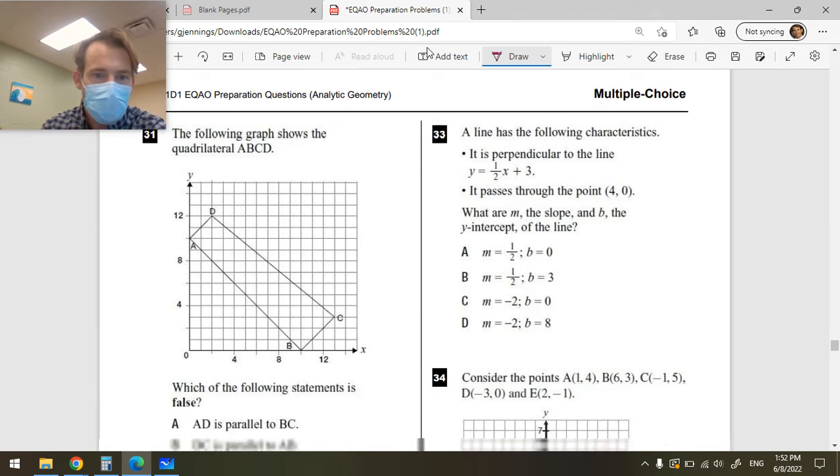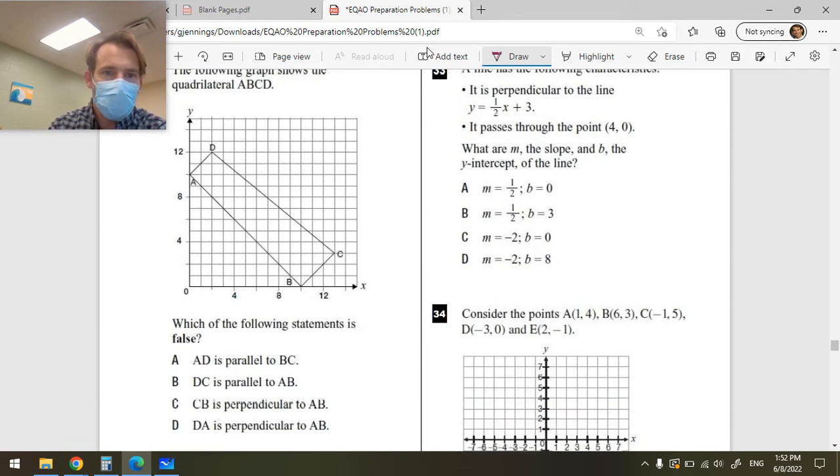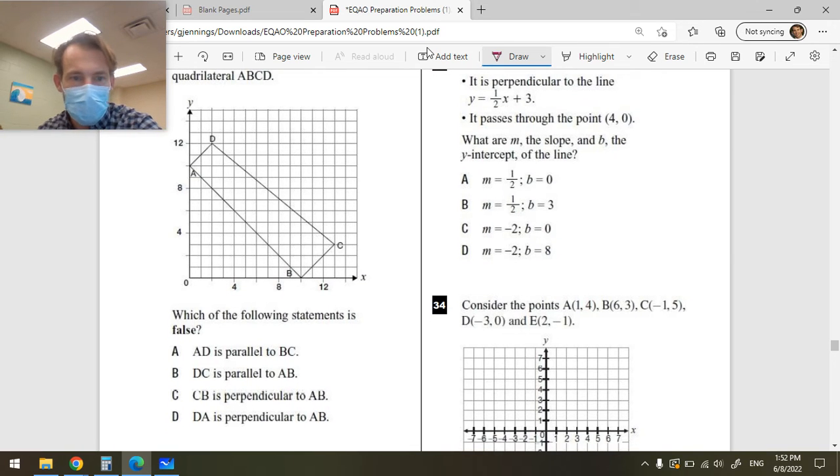The following graph shows the quadrilateral ABCD. Which of the following statements is false? AD is parallel to BC. Well, let's check it. AD has a slope of 1. BC has a slope of 1. How do I know these have slopes of 1? Run 3, rise 3. Run 2, rise 3.